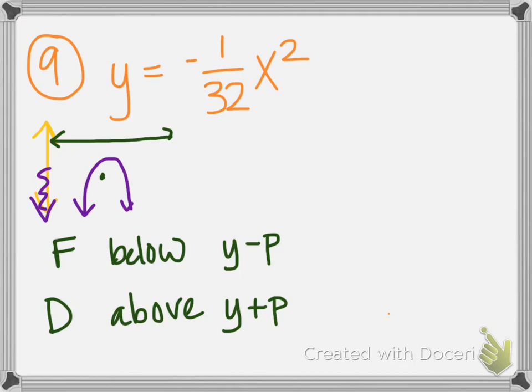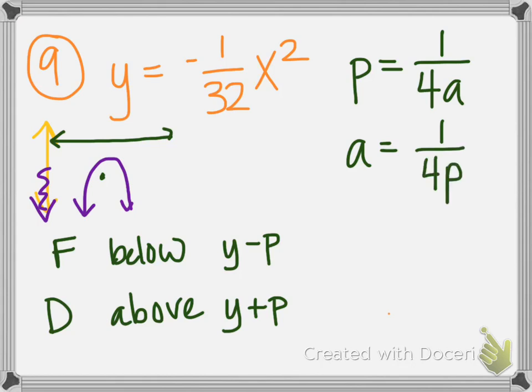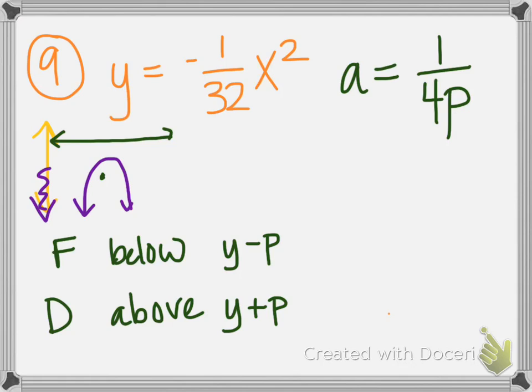Now, to determine what P is, we use a formula. And the formula is pretty easy. It's just P equals 1 over 4 times A. But I can also write that as A equals 1 over 4 times P. Either one of those that's easier for you to use, you're welcome to use. I'm going to use the second formula, A equals 1 over 4P, because I think that's going to be a little bit easier. And just to be precise, we're doing the absolute value of A.